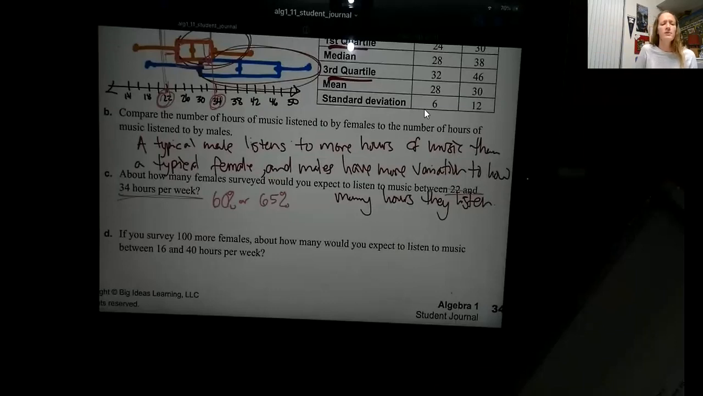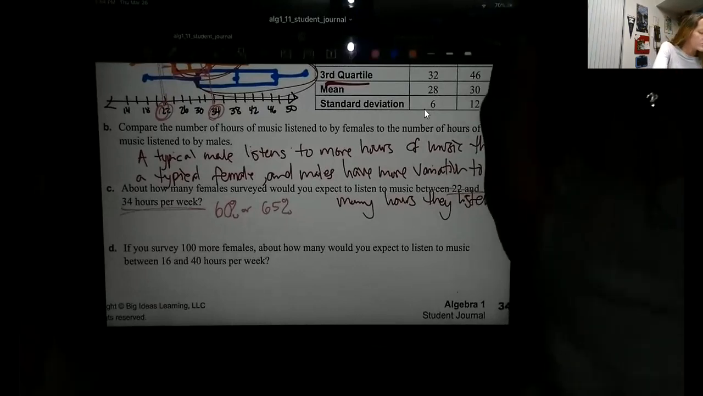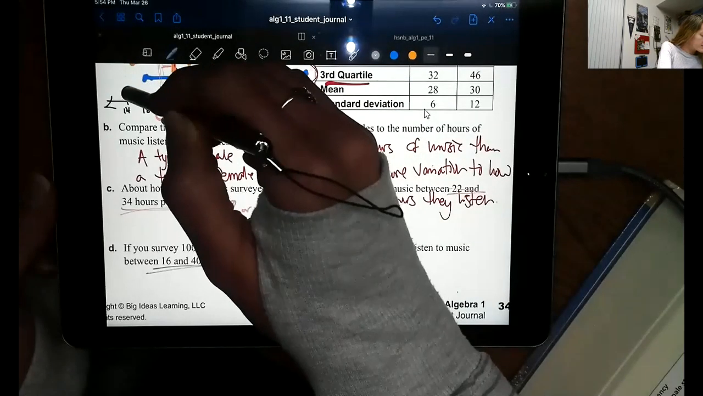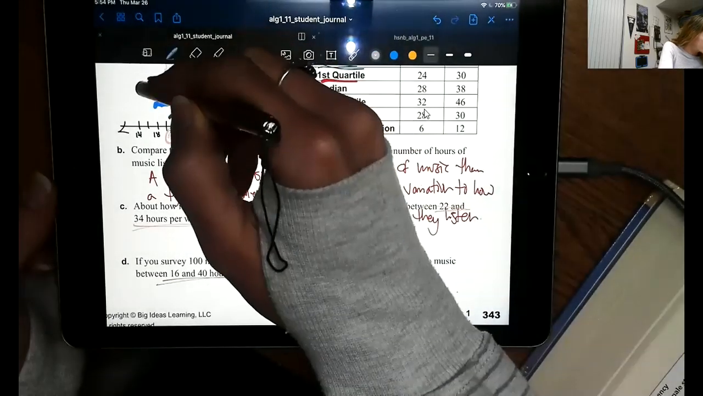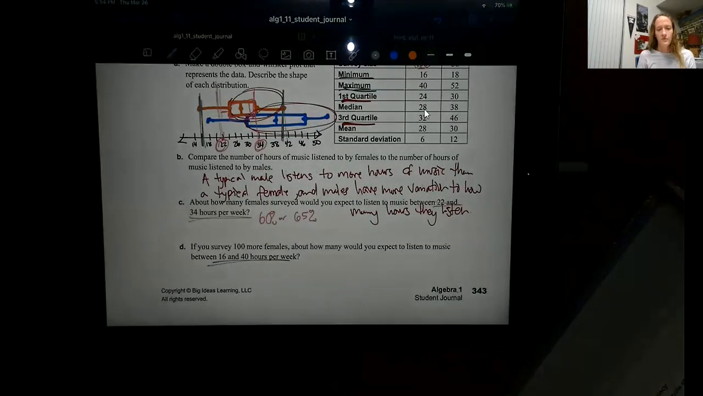So this one says, all right, what if we survey 100 more females? We've surveyed 50, let's survey 100 more. If these results are typical, if these results are a good sampling, and a good prediction, then how many would you expect to listen to music between 16 and 40 hours per week? Yeah, 40 is max. Guys, that pretty much holds in the entire female population.